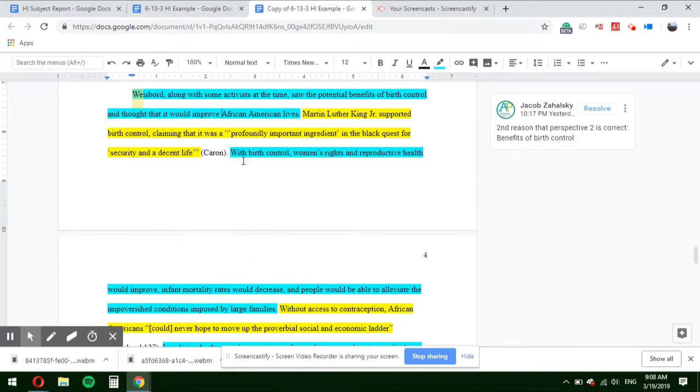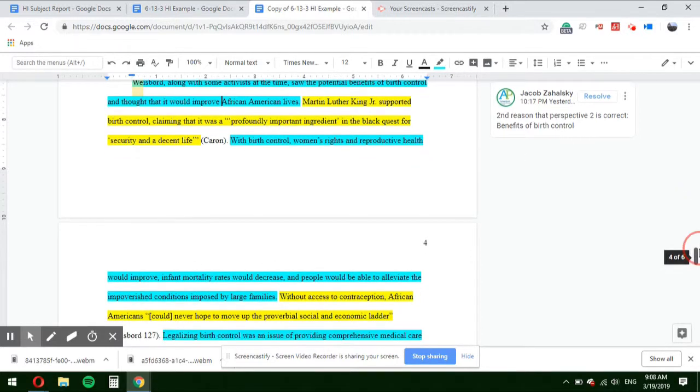With birth control, women's rights and reproductive health would improve, infant mortality rates would decrease, and people would be able to alleviate the impoverished conditions imposed by large families. So the student basically explains deeper what the implications of this evidence are, how they relate to improving the lives of African Americans.